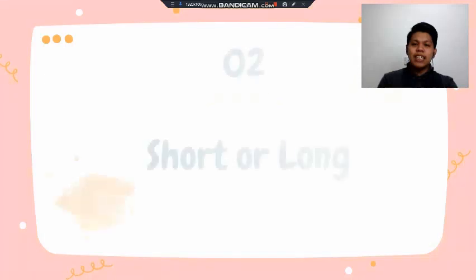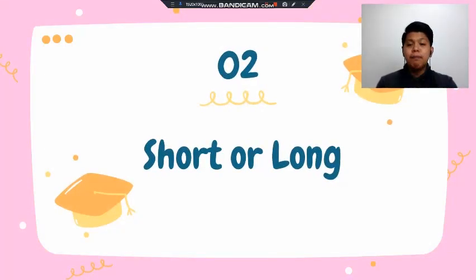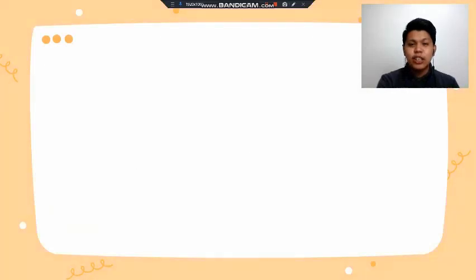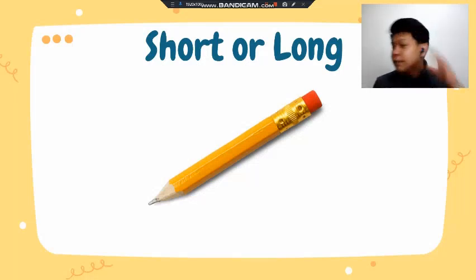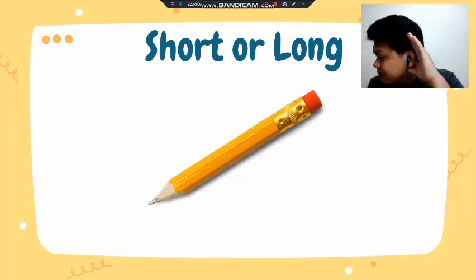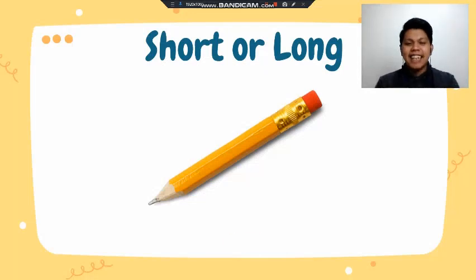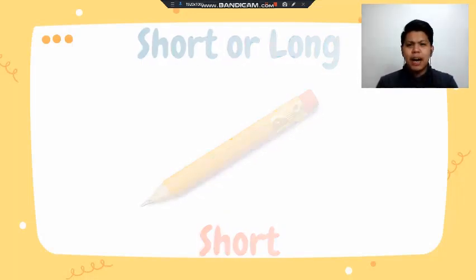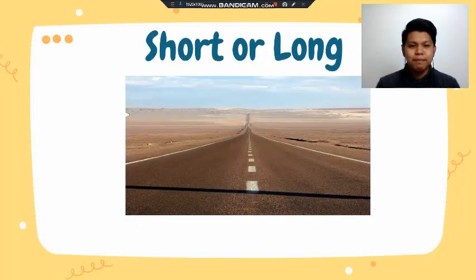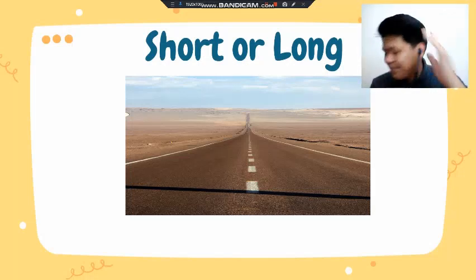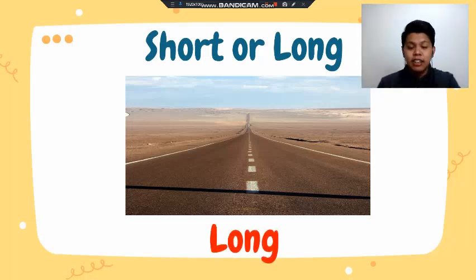Okay, now let's have a short activity. This is to identify if the object is short or long. Let's start with this one. Is it short or long? That is right. It is short. How about this one? That's correct. That is long.